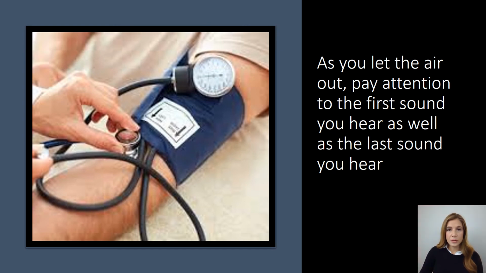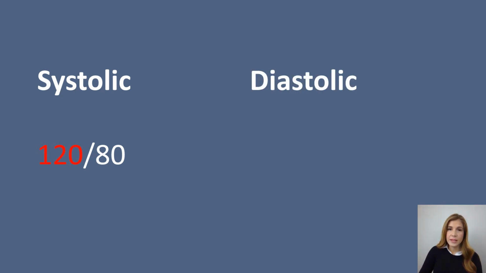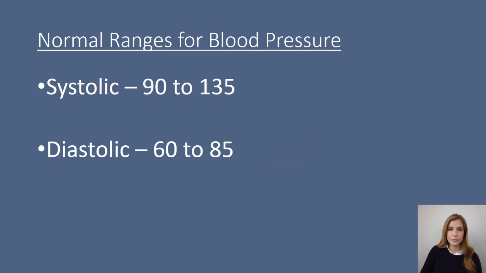As you let the air slowly out of your blood pressure cuff by turning the dial to the left, you are going to want to notice the very first sound that you hear, as well as the very last sound that you hear. And these two numbers are going to create your blood pressure. So once again, the systolic number is going to be the number that is written on top, and that is going to be the very first sound that you hear. The diastolic number is going to be the number at the bottom, and that is going to be the very last sound that you hear.